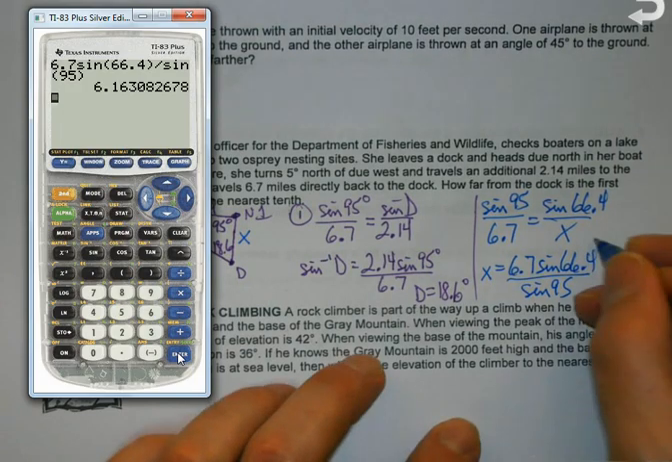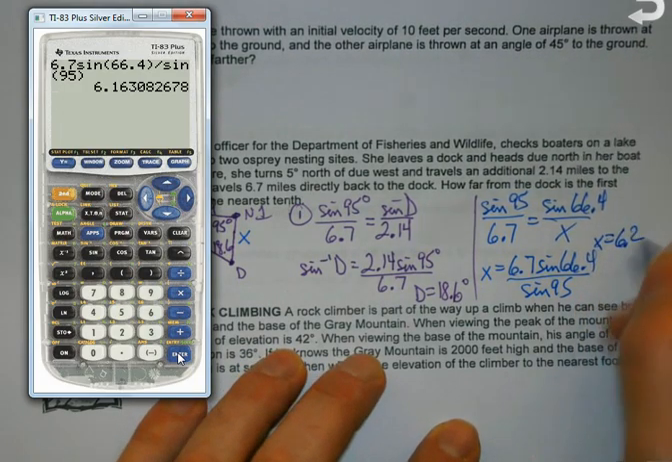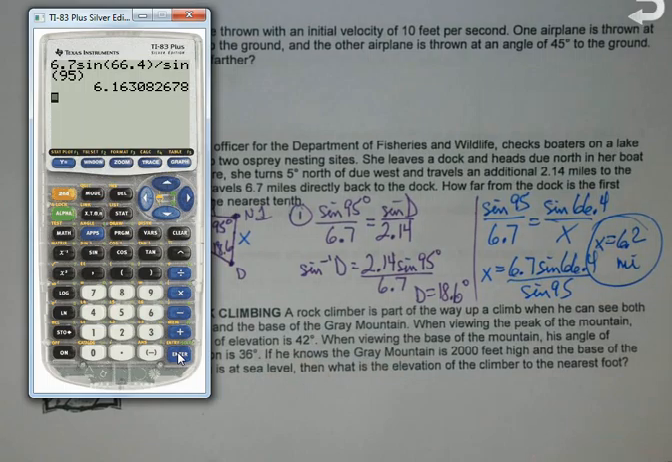And I find out that x is 6.2 miles, and I'm set. So again, we can run some challenge here. We just got to work through it a bit.